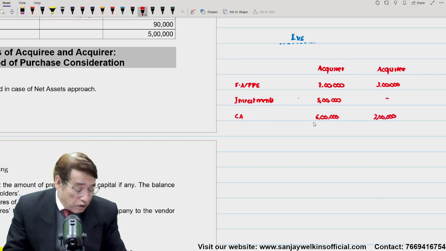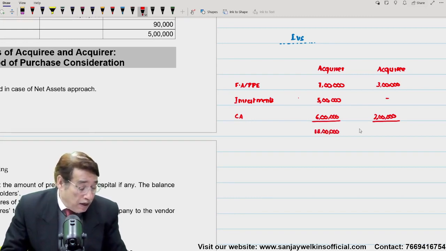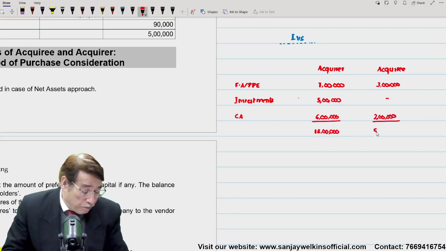Only three items of assets are given. Now I am going to total it up. If I total it up, it comes to 18 lakhs, 12 plus 6, and it comes to 5 lakh.